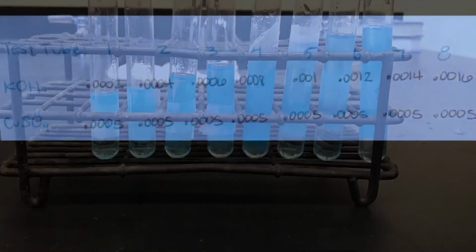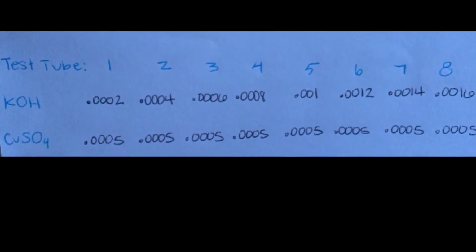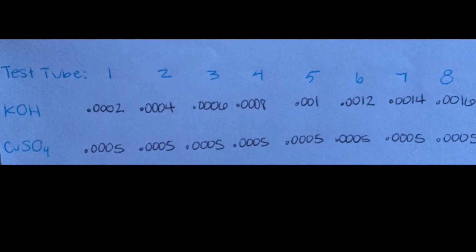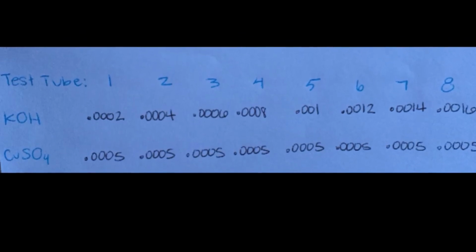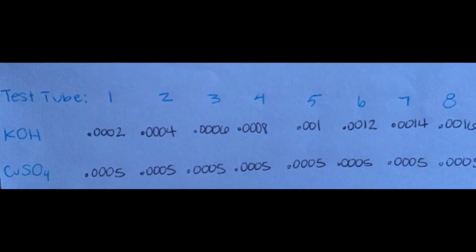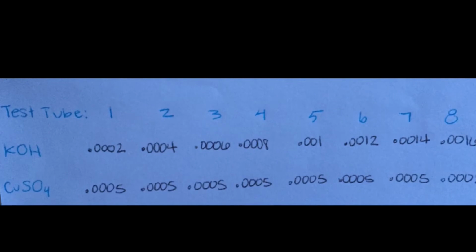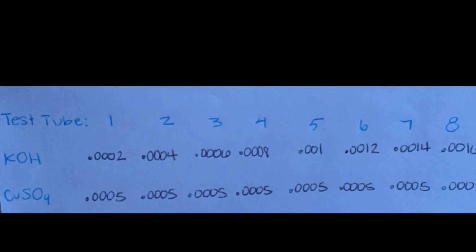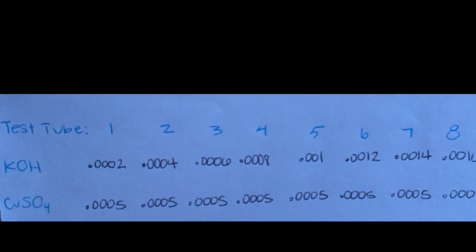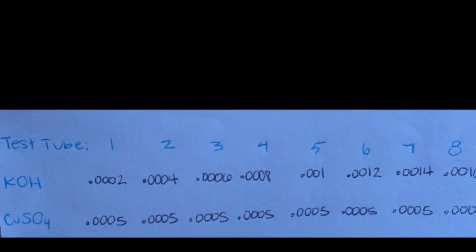Tube 1 held 0.0002 moles, Tube 2 held 0.0004 moles, Tube 3 held 0.0006 moles, Tube 4 held 0.0008 moles, Tube 5 held 0.001 moles, Tube 6 held 0.0012 moles, Tube 7 held 0.0014 moles, and Tube 8 held 0.0016 moles.